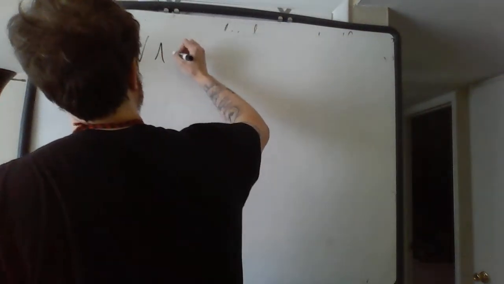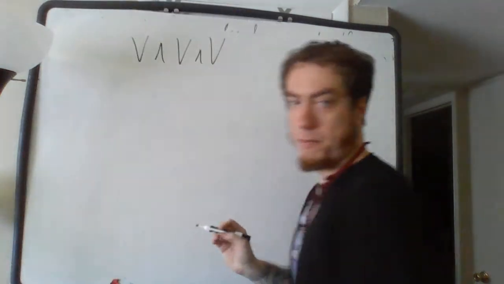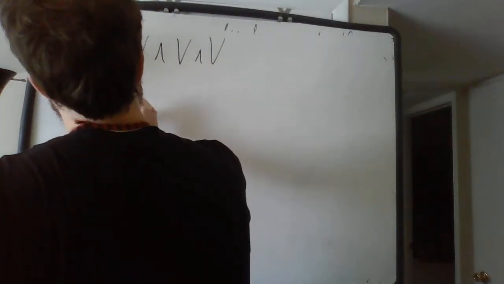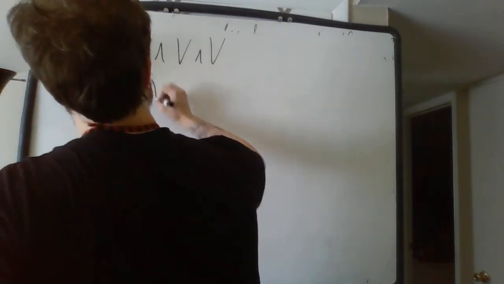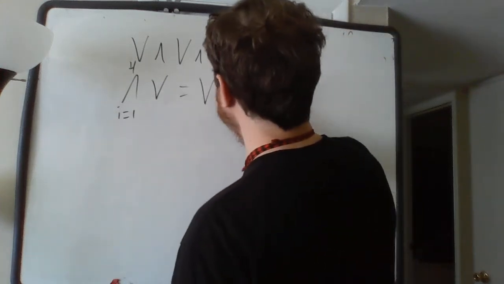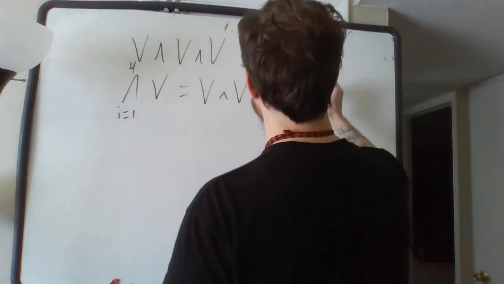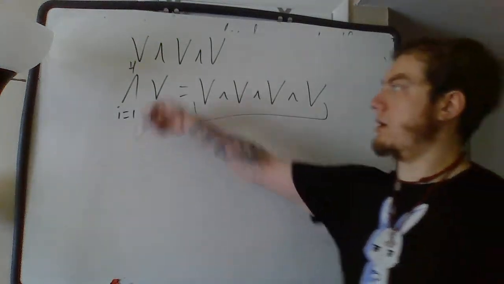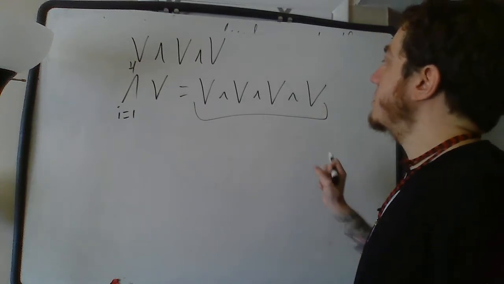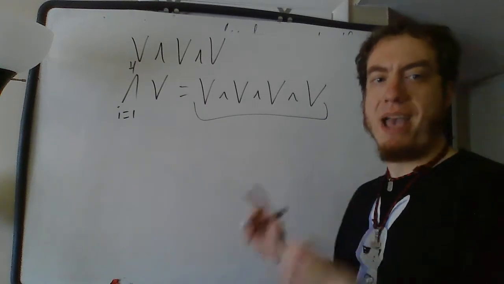So instead of just thinking about V wedged with itself, I can think of V wedged with V wedged with V again. In other words, I wedge together three copies of this vector space. I could do the same thing where I take a wedge product from 1 up to 4 of V. This is just like summation notation. It means that I'm taking V wedged with V, wedged with V, wedged with V, so there are 4 copies, 1 through 4.